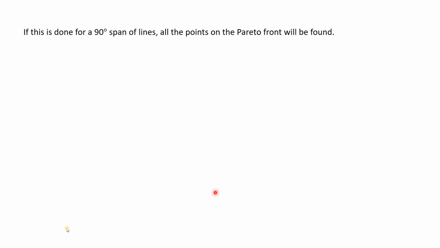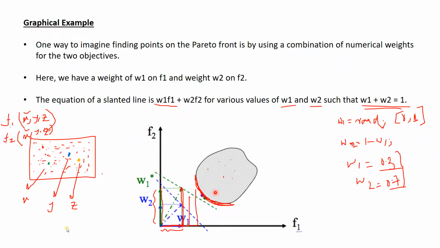So if this is done for a 90-degree span of lines, all the points on the Pareto front will be found. That means if you continue this, 90 degree means if you take this area, then you take this area, then you take this area. Everywhere, if you take this, W1, W2 like this, you will see that after certain iterations, you will find some line which may lie over here, which may lie over here. So you will find the best solution, a group of best solutions.